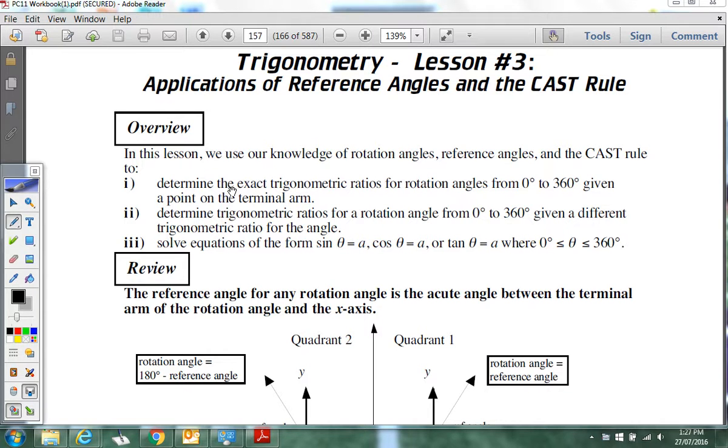We're going to determine the exact trig ratios for rotation angles from 0 to 360 given a point on the terminal arm. Then we're going to determine the trigonometric ratios for a rotation angle from 0 to 360 given a different trig ratio for the angle. So being able to use the CAST rule and reference angles, we come to the conclusion of what they're asking us about. It's 0 to 360, meaning just one time around the circle.